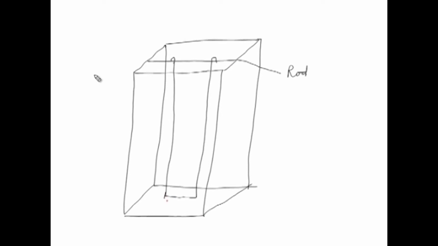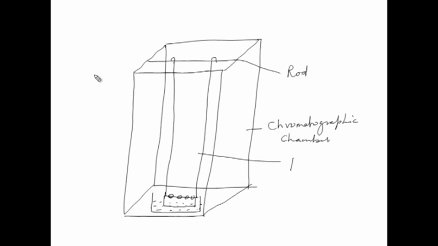Now, this paper here, as you can see, will have spots that we have spotted, and there will be a mobile phase here. Remember, the spots are not submerged in it. So, this is the chromatographic chamber, then this is the chromatographic paper you are utilizing, and this is the mobile phase.